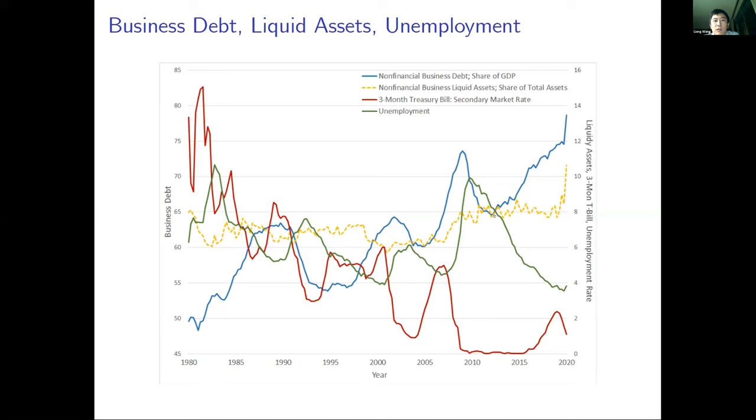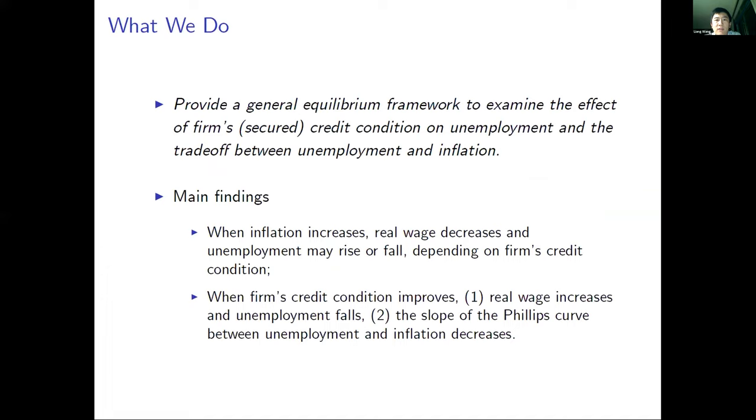where we're going to examine the effect of firm's secured credit condition, where you use the capital as collateral against borrowing. We want to look at the effect of this credit condition on unemployment, as well as the effect of this credit condition on the trade-off between unemployment and inflation, which is the Phillips curve we're thinking about. And we have two main findings.